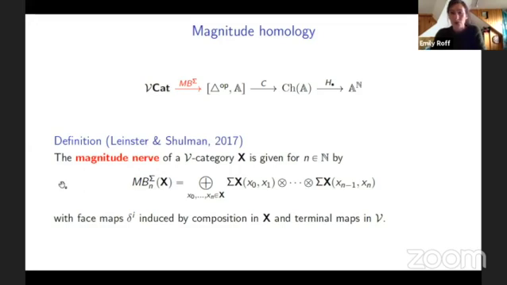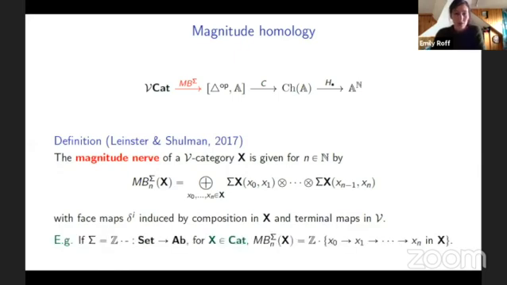So I've given you the construction of the magnitude nerve in degree n. The face maps here are really the only thing they can be. So these internal face maps are induced by composition in X, and the extremal ones, delta naught and delta n, are induced by terminal maps in V using the fact that V is semi-Cartesian, and the degeneracies are induced by inserting identities on the objects of X. So maybe the quickest way to understand this is just to see that if V is Set and sigma is the free abelian group functor, then the magnitude nerve is just the simplicial abelian group you get by applying sigma to the ordinary categorical nerve.